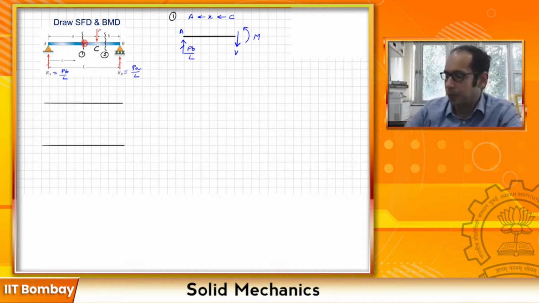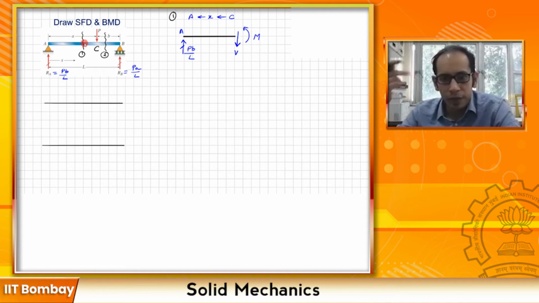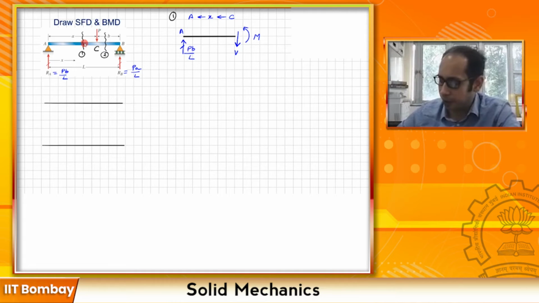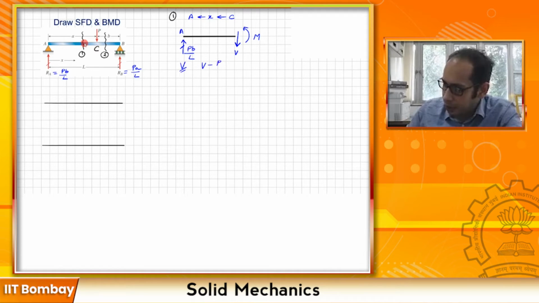Now if I solve the equilibrium equation for this cut section, it is in equilibrium because the whole beam is in equilibrium. So if I write the equilibrium equation for V, I get V minus PB by L equals 0, which essentially means that V equals P times B divided by L.